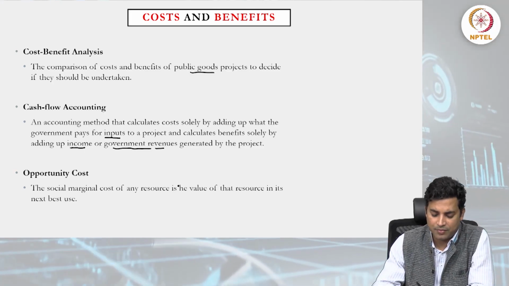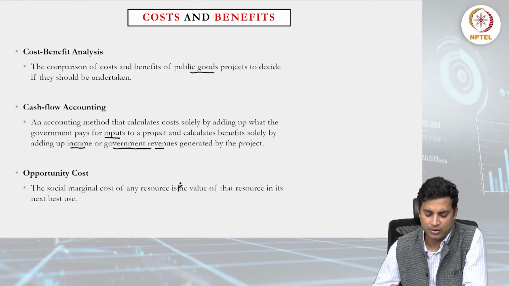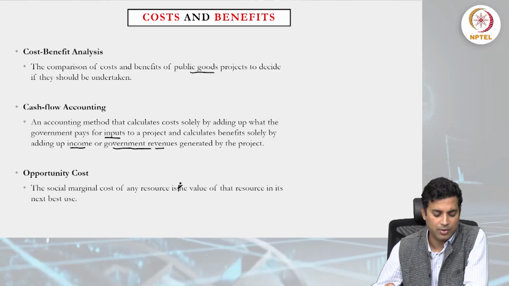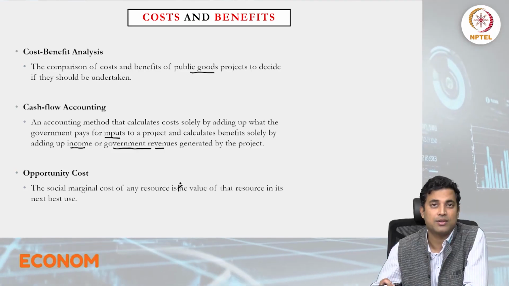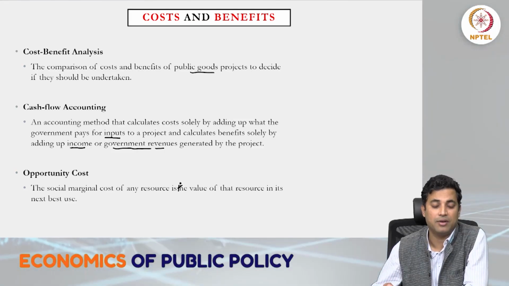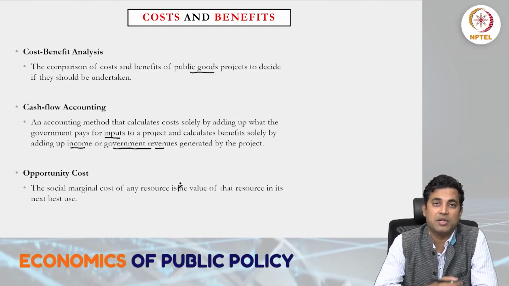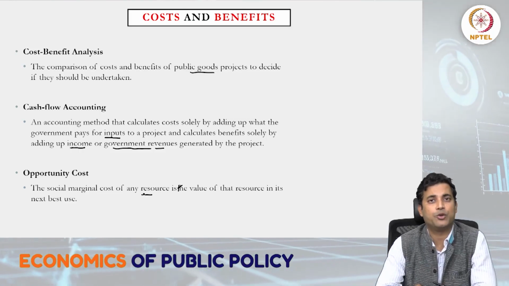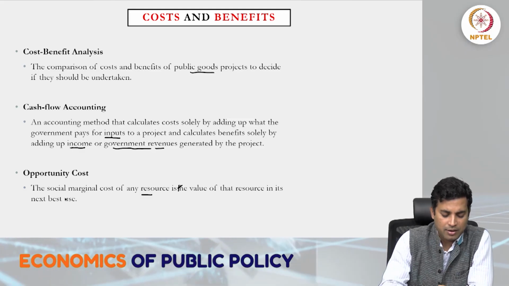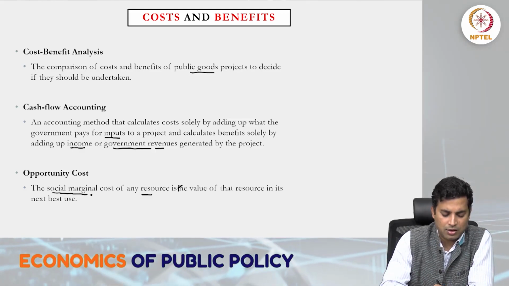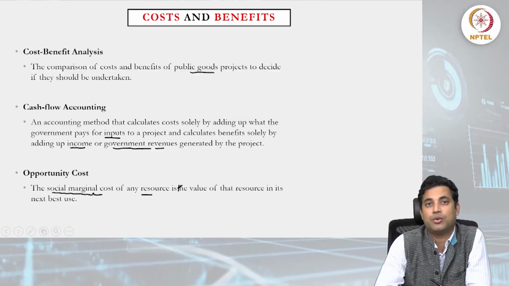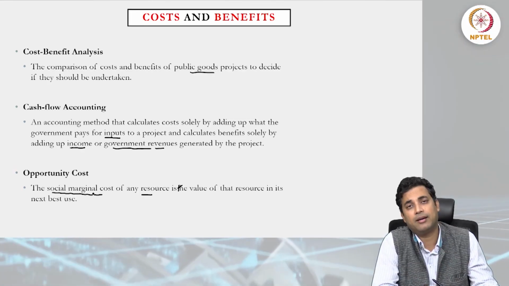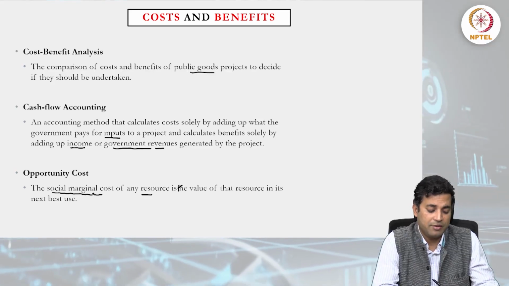It is the value of that resource in its next best use. This is what we consider opportunity cost here. This is how opportunity cost can be referred to, especially when we address externalities with regard to resources. It could be air, it could be water. So in this context, social marginal cost needs to be taken into account while understanding opportunity cost, especially in the public policy framework.